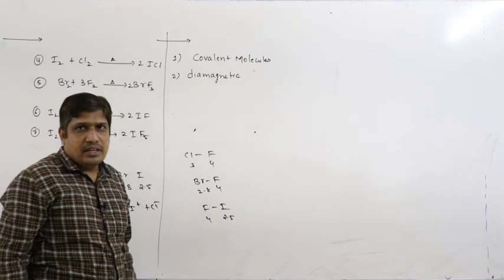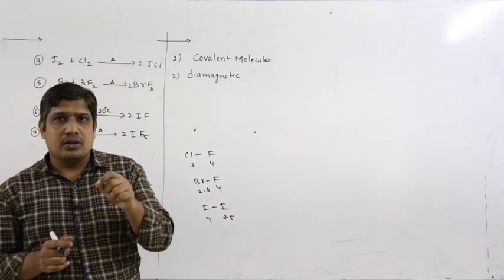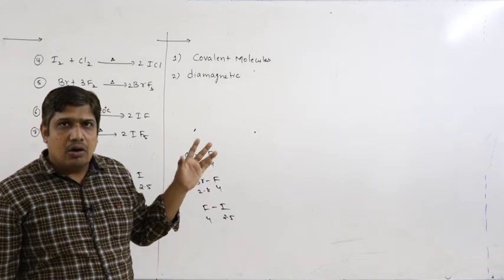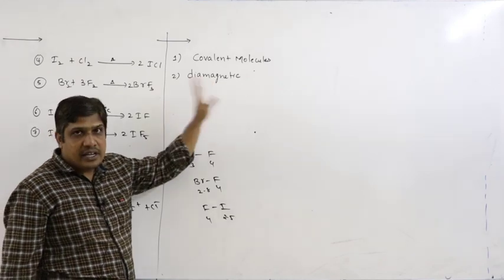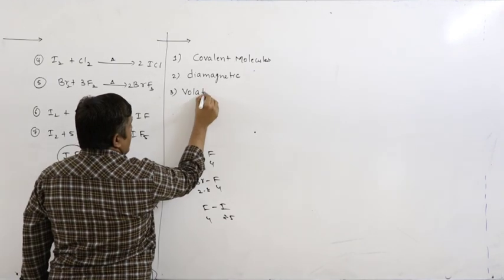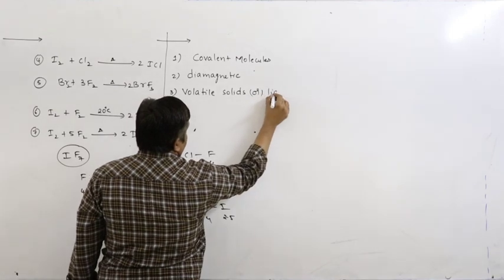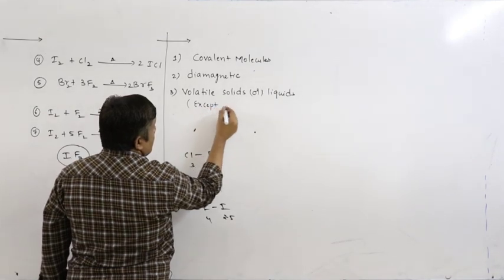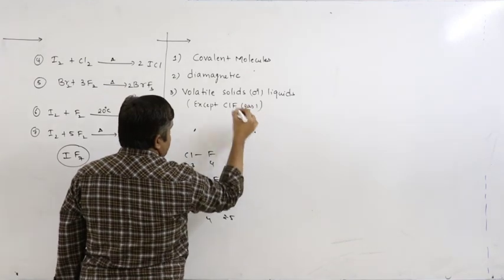So just now I have explained each halogen has one unpaired electron. When these halogens combine to form interhalogens, all the electrons are paired up. So in interhalogens, since all the electrons are paired up and there is no unpaired electron, they are diamagnetic in nature. They are volatile solids or liquids, except ClF, because ClF itself is a gas.